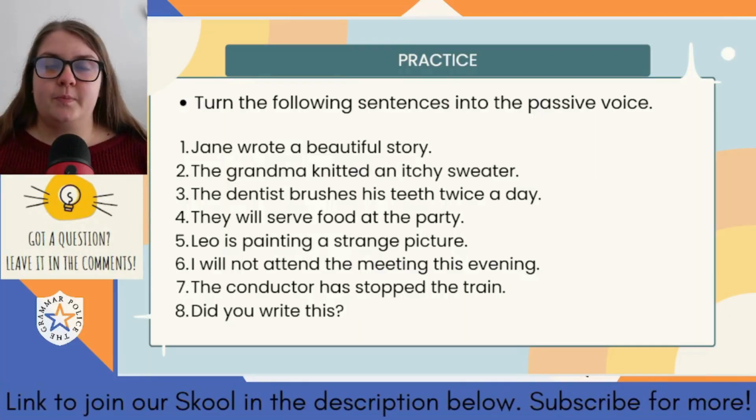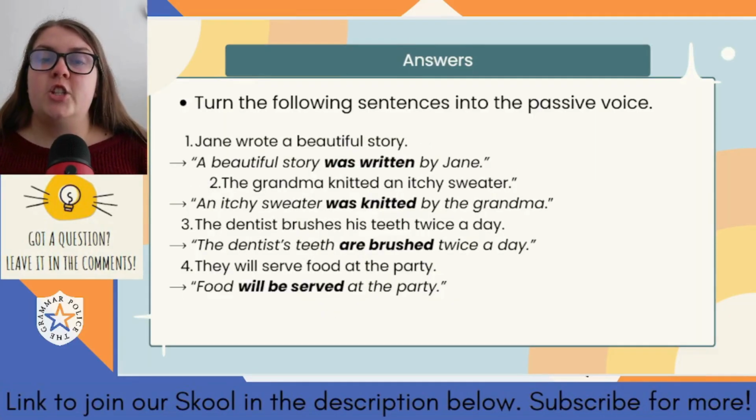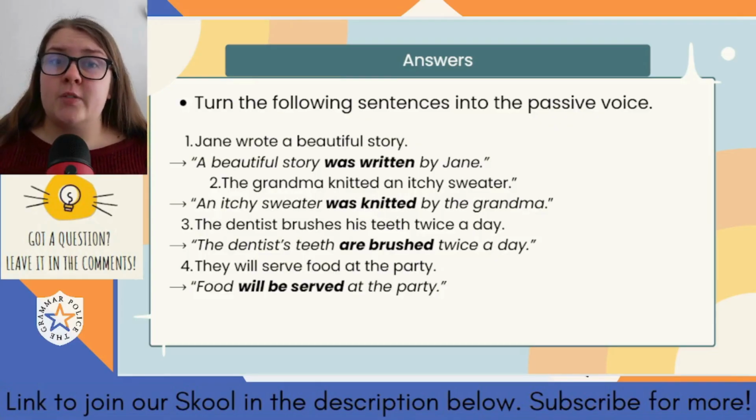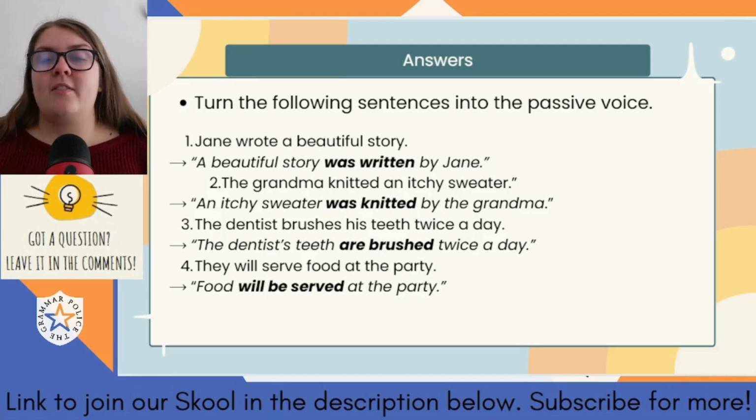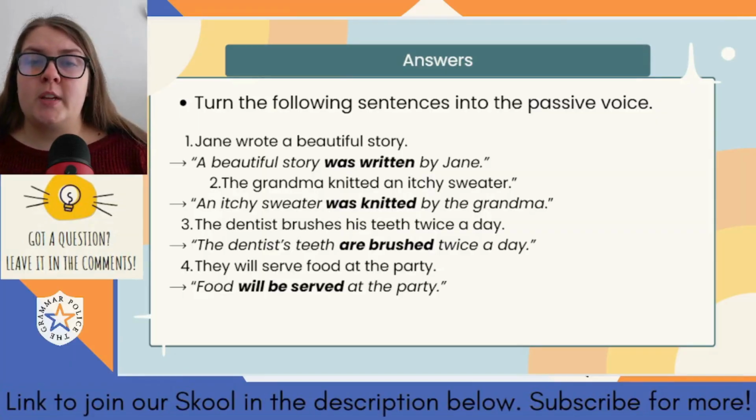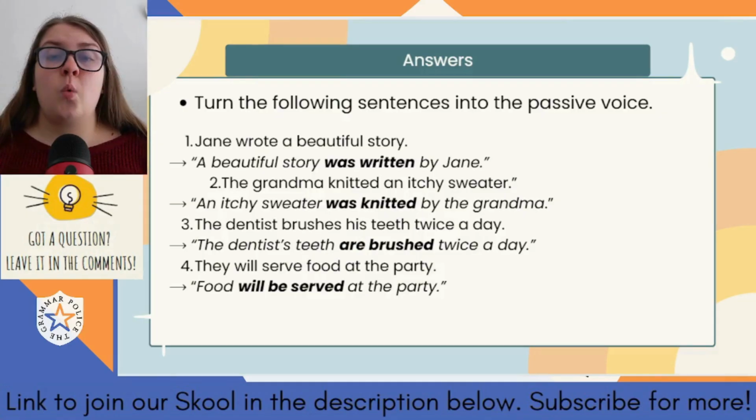Okay, let's go. First of all, Jane wrote a beautiful story for number 1. Now, we go through each of our steps. A beautiful story is the object. The tense is the past simple, was written, because we also use the past participle of write. And then we have the extra by Jane, which is the subject. Number 2, the grandma knitted an itchy sweater. An itchy sweater was knitted by the grandma.